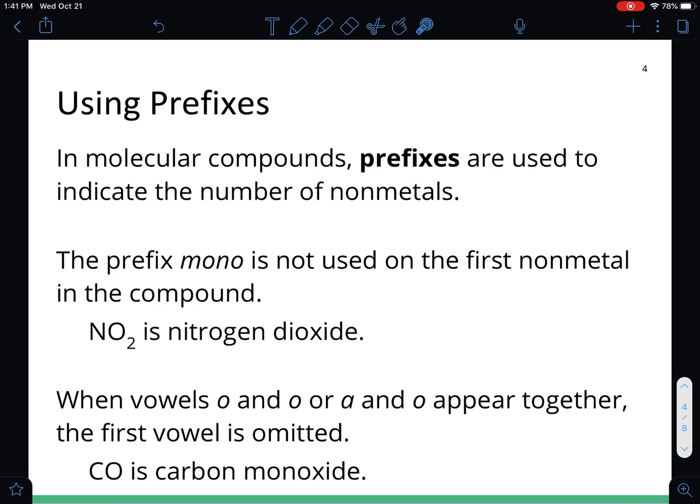All right, so again, molecular compounds use prefixes to indicate the number of nonmetals that are present. Mono is not used on the first nonmetal. It will be used on the second one, however. So for example, we have NO2, so nitrogen dioxide. But if we had NO, that would be nitrogen monoxide.